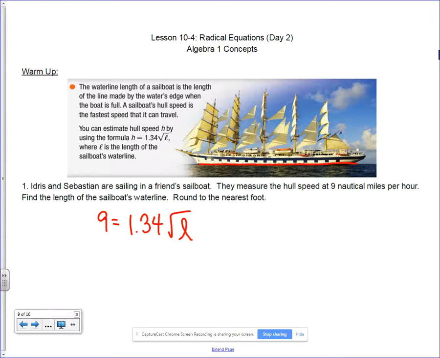It says find the length of the sailboat's waterline. What represents the waterline? L. So I got to find L, right? Means I got to isolate L. How am I going to do that? Are we going to minus it? Divide it. See, everybody see how this is being multiplied? So we're going to divide it. Now I'm sure this is going to end up being a decimal, but that's okay.